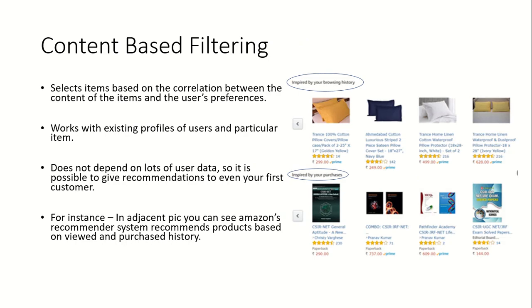So in content based filtering, you try to draw a correlation between the products, items, and the user preferences. It works with the existing profile of users, and a particular item does not depend on lots of user data. So if you see here in the diagram, "inspired by your browsing history", this is what content based filtering does.